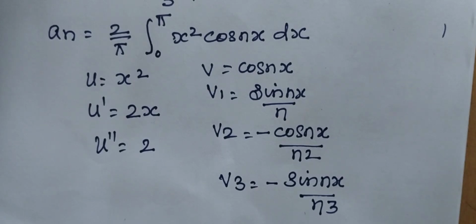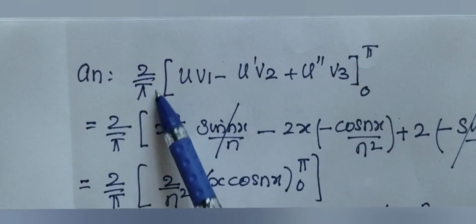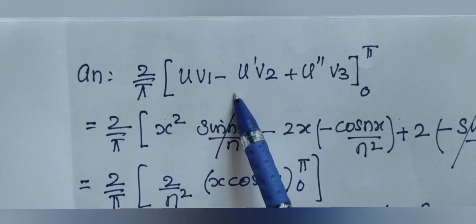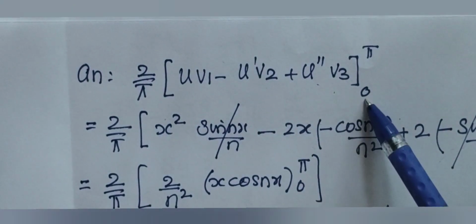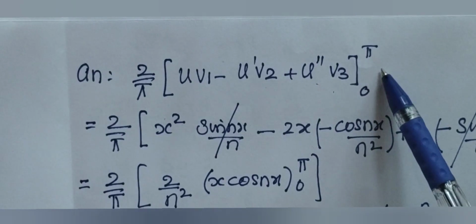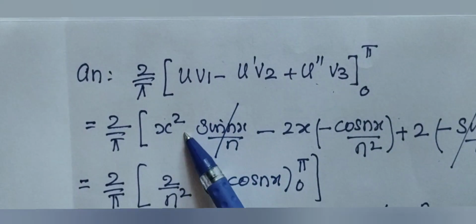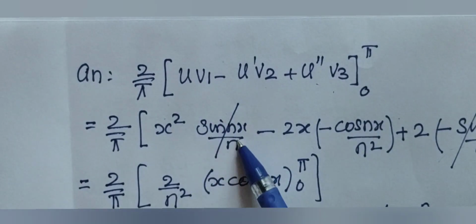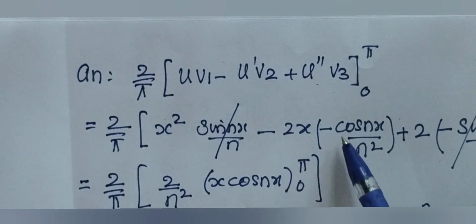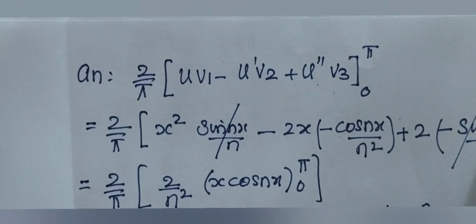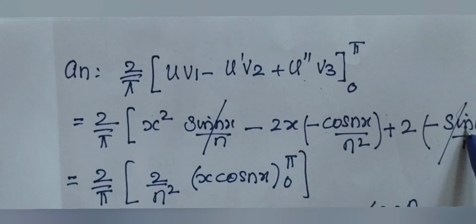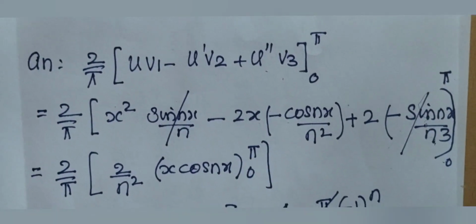Now therefore a n is equal to 2 by pi times u into v1 minus u dash v2 plus u double dash v3. The limit is 0 to pi. Now substitute the values, that is x square into sin nx by n minus 2x into minus cos nx by n square plus 2 into minus sin nx by n cube. Then the limit is 0 to pi.